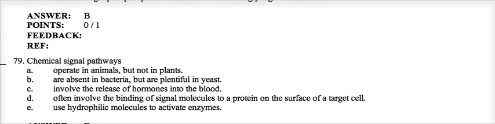Okay, number 79, chemical signal pathways. So this is kind of a definition type question. I'll give you a minute to read the responses.